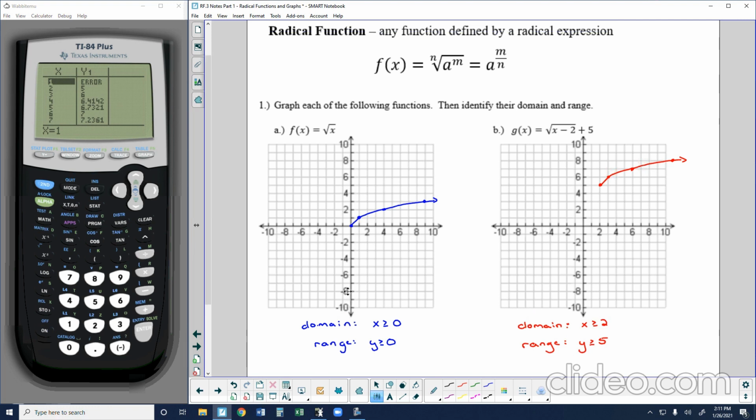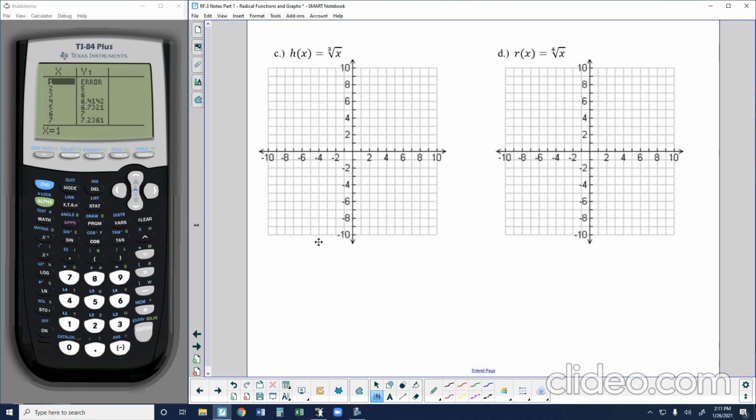Now let's take a look at some more types of graphs for root functions. Let's look at a cubed root. So in 1c, we have h of x that is the cubed root of x. So again, I'm going to quickly do this by hand. Now I'm looking for numbers that I can cube root. So the cubed root of 0 would be 0. The cubed root of 1 would be 1.